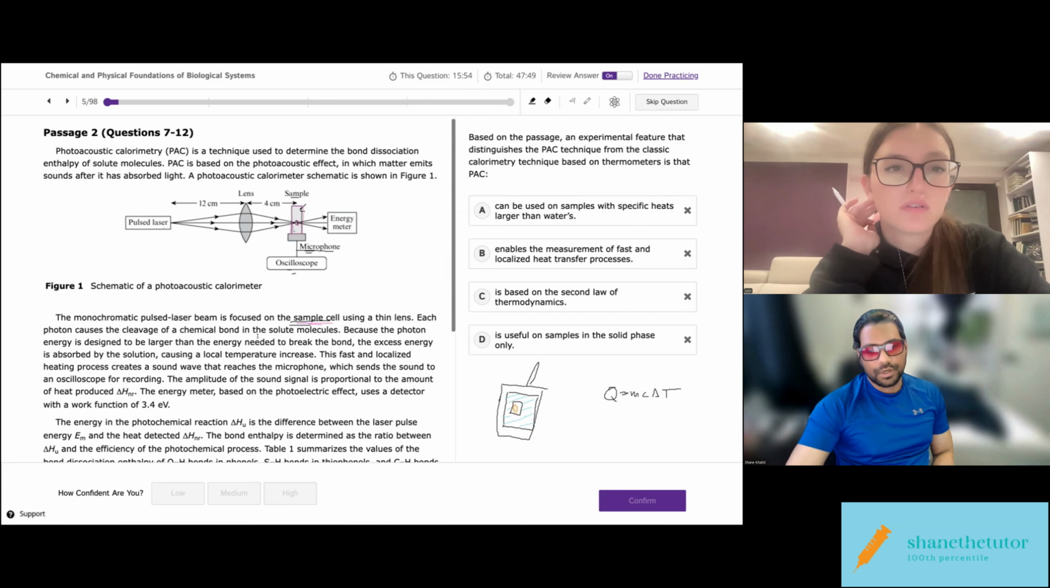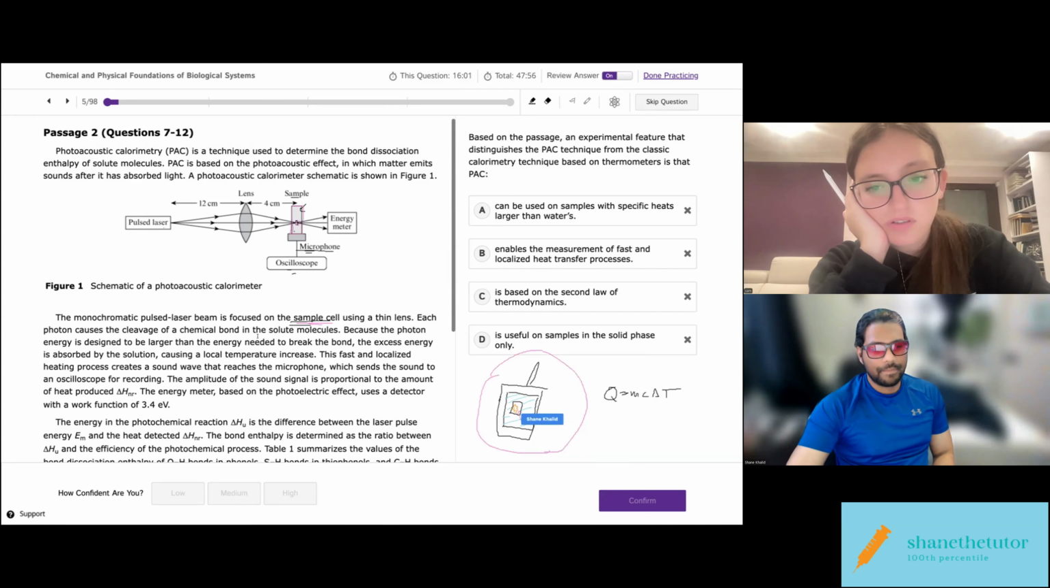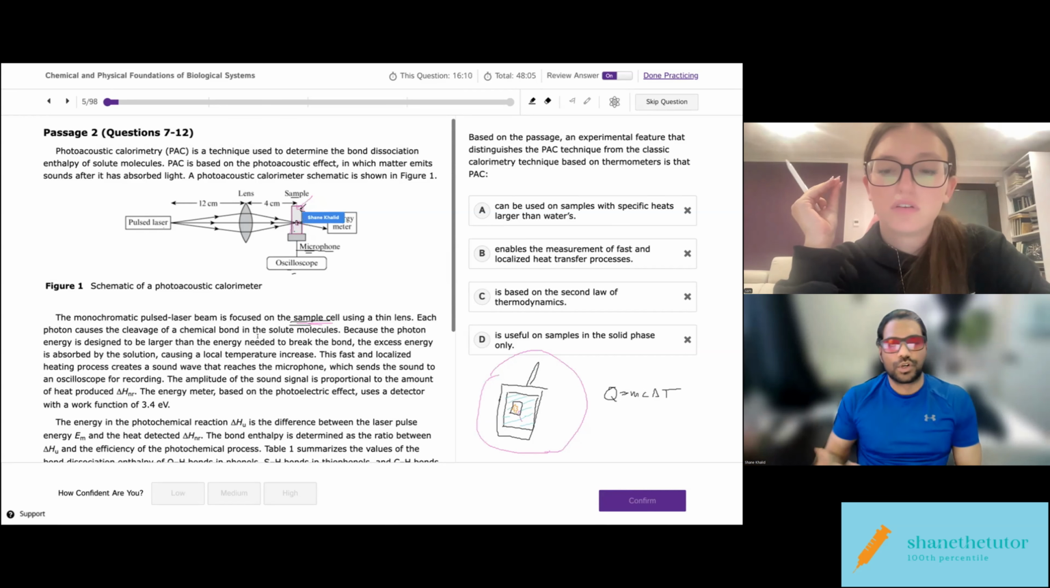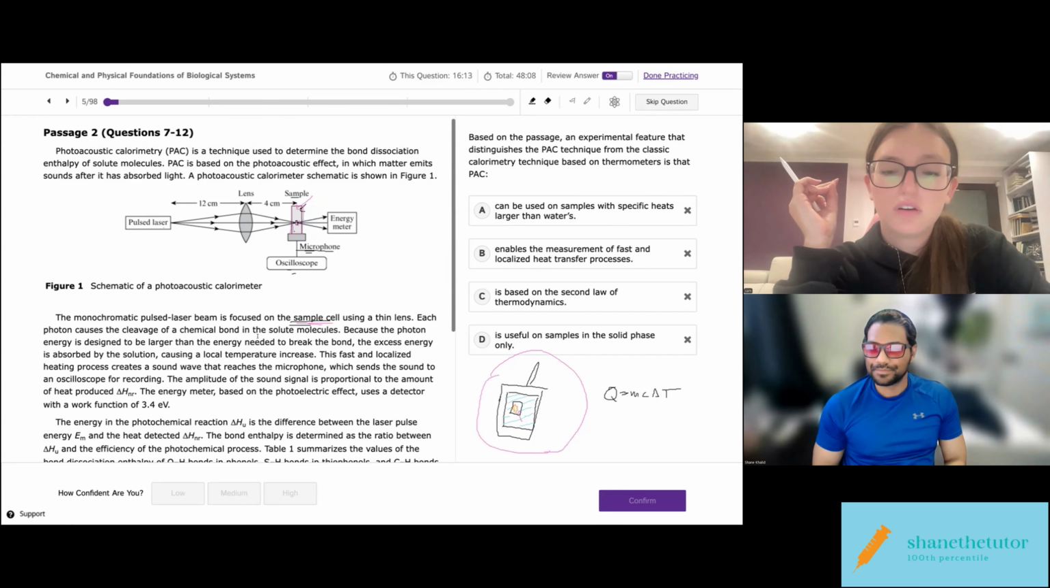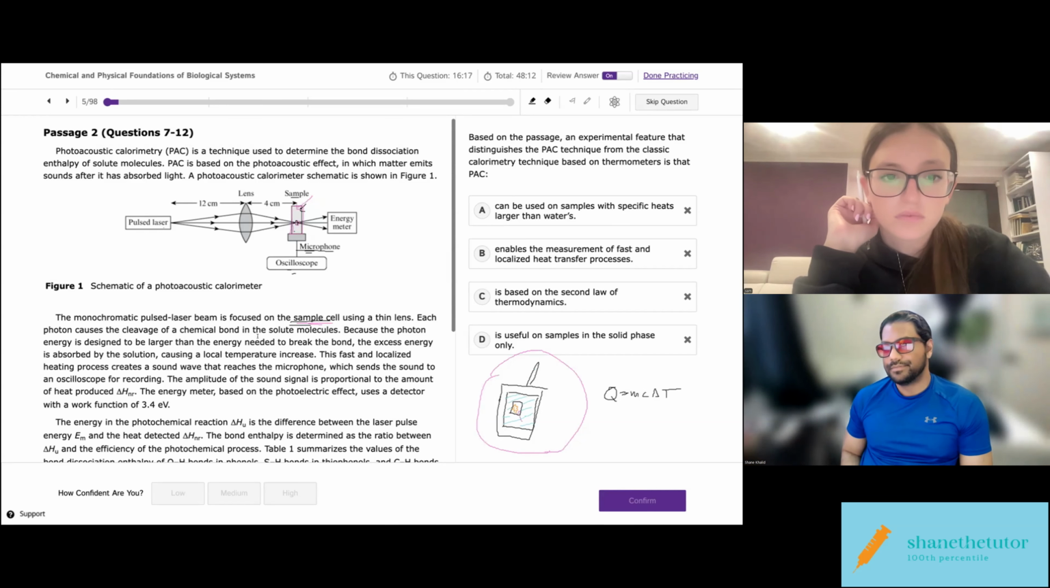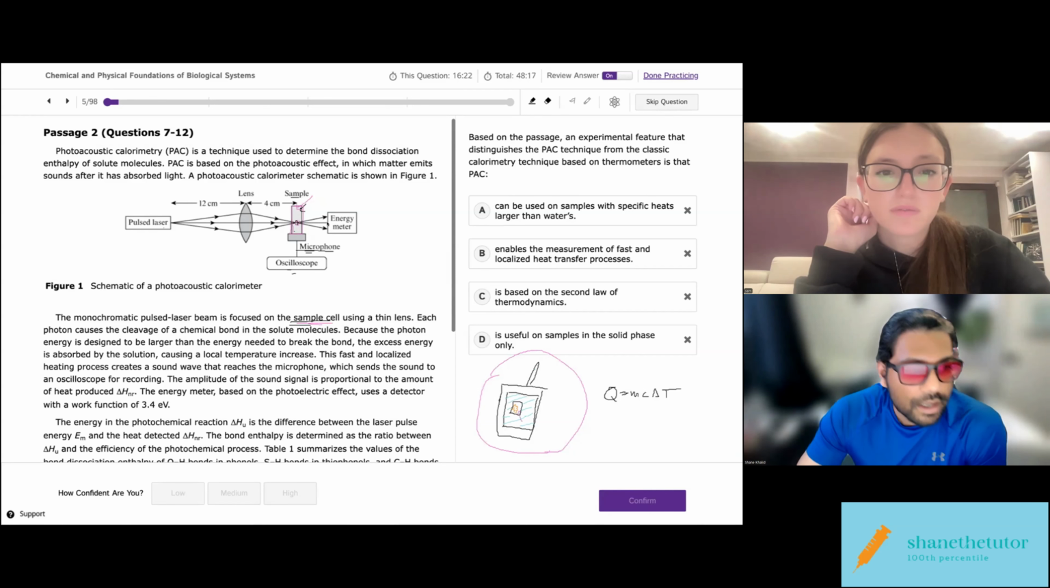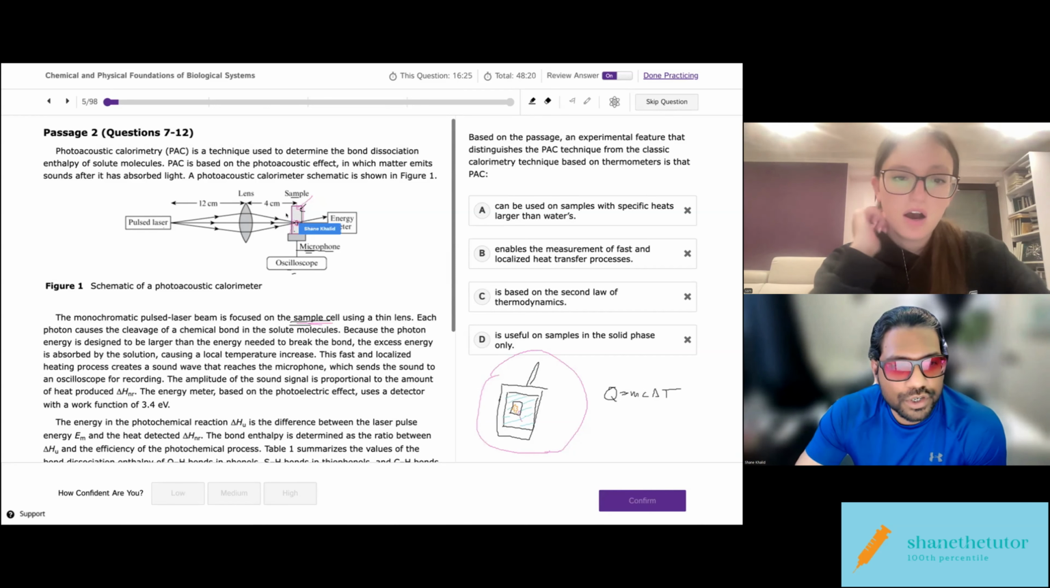Like in the bomb calorimeter that I drew, this is where you put the sample, right? So for the photoacoustic calorimeter, we have the same kind of thing. We have a sample here, the thing we're trying to figure out how much energy is in. And that's where the energy meter is. So we see that they converge here in the center of this sample.